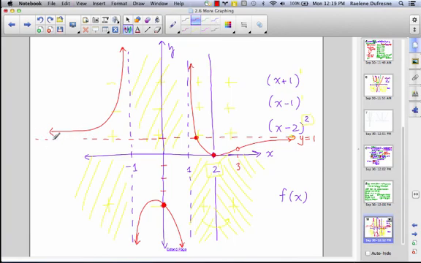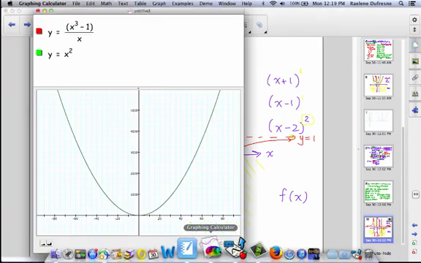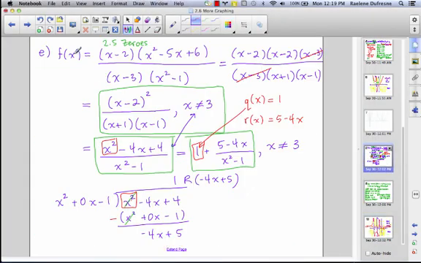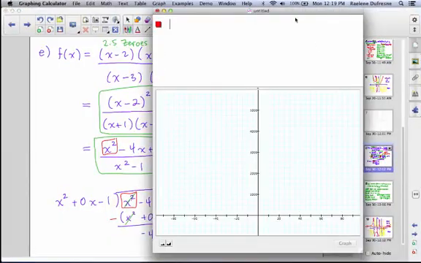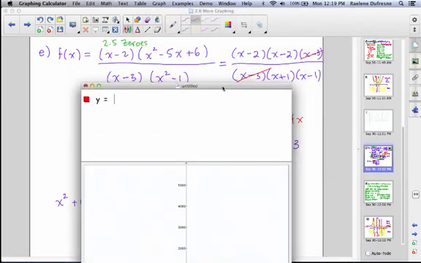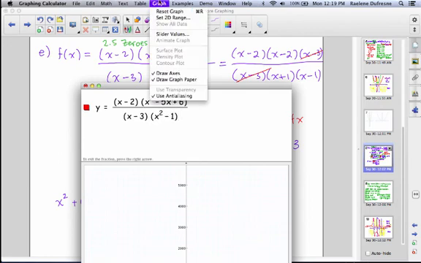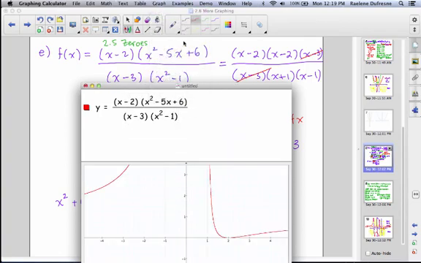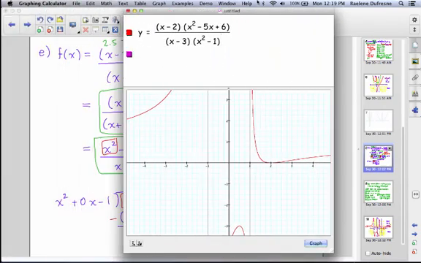And so we can confirm our graph using graphing calculator software for the given function. If we go back to the original function as opposed to the reduced, it was given to us as y equals x minus 2 times x squared minus 5x plus 6, all divided by x minus 3 times x squared minus 1. Now I'm going to go back and put my graph range, reset it, and I'm also going to draw my non-vertical asymptote, y equal to 1, and zoom out a little bit.